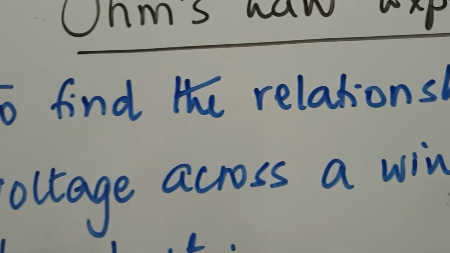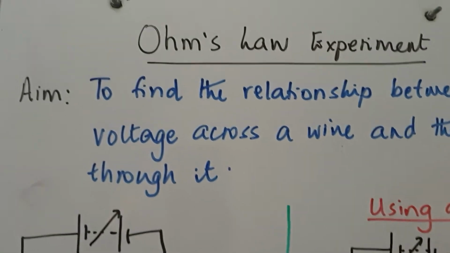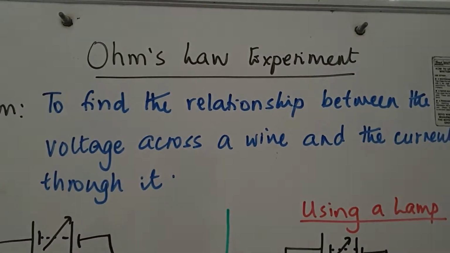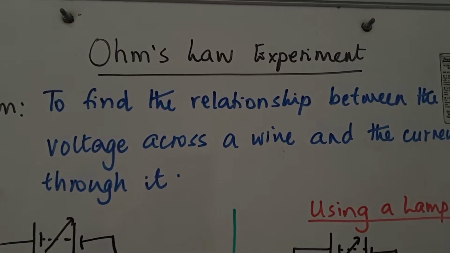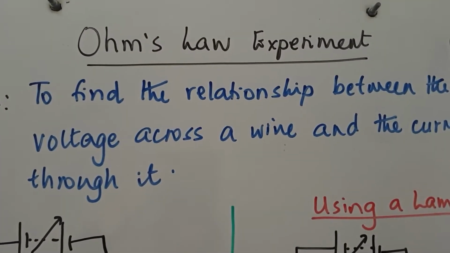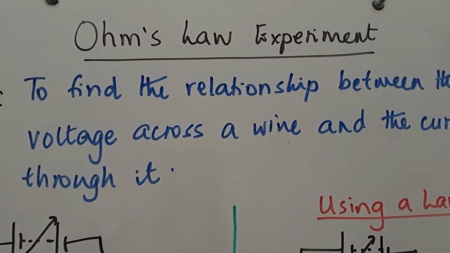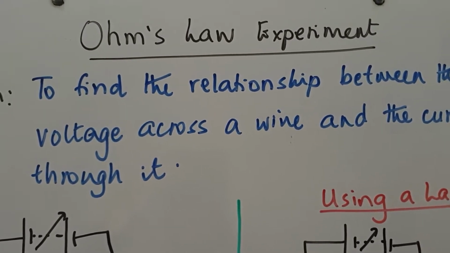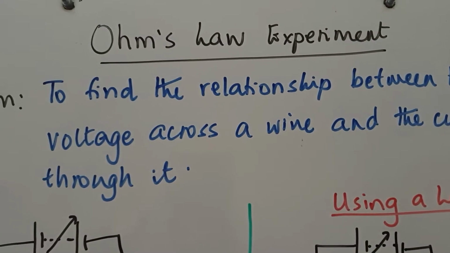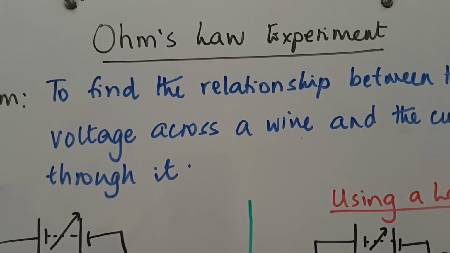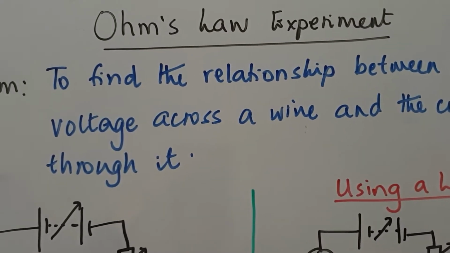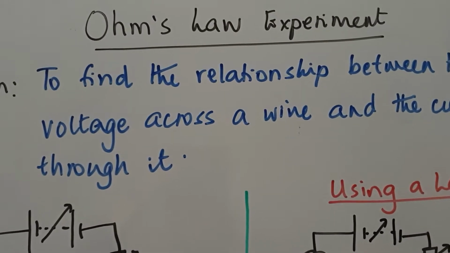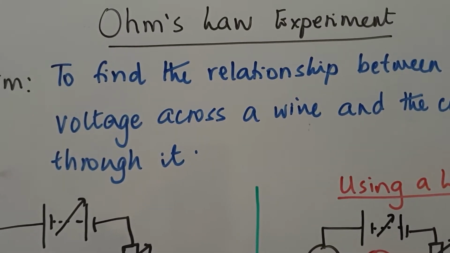So this is the experiment. It's actually to find the relationship between the voltage across a wire and the current through it. So Ohm's law is all about what is the connection between the voltage across a wire and when there's a current flowing through the wire, what is the size of the current? So what happens if you change either the current or voltage? Will it have an effect on the other?